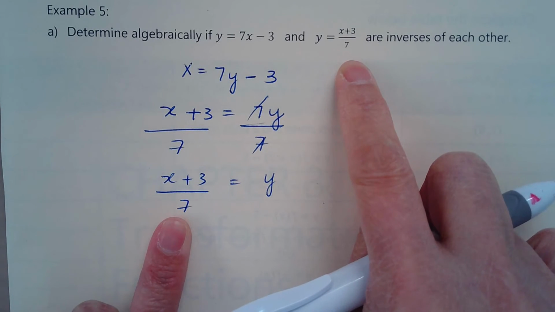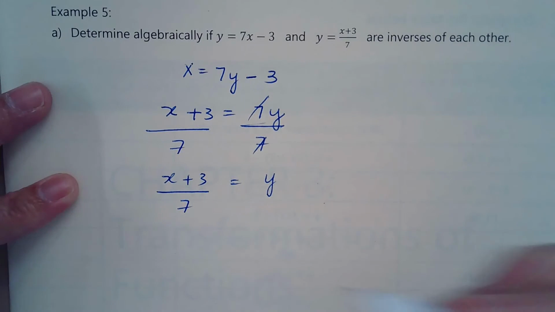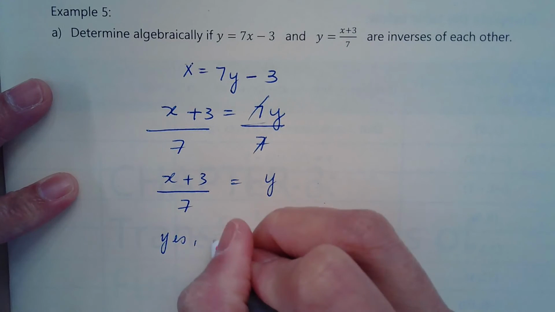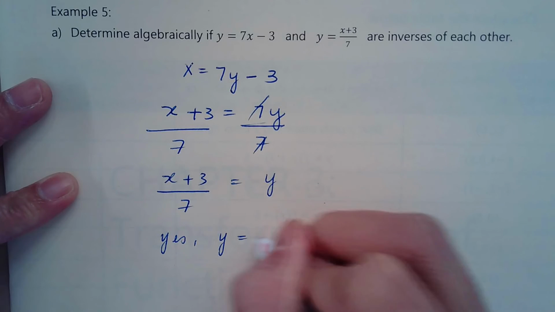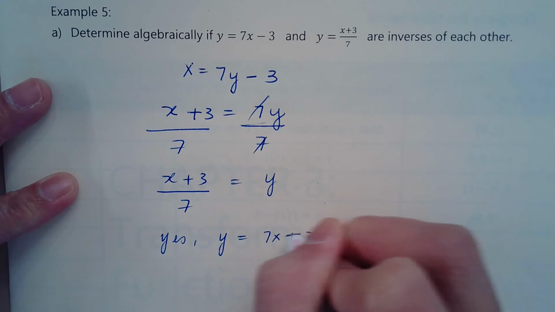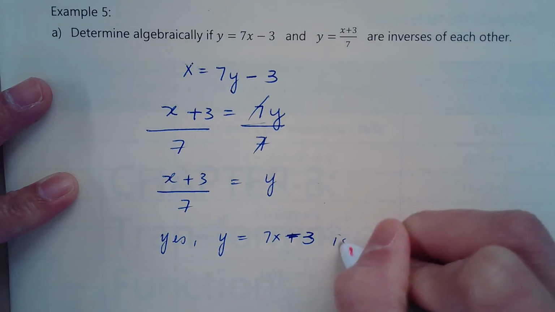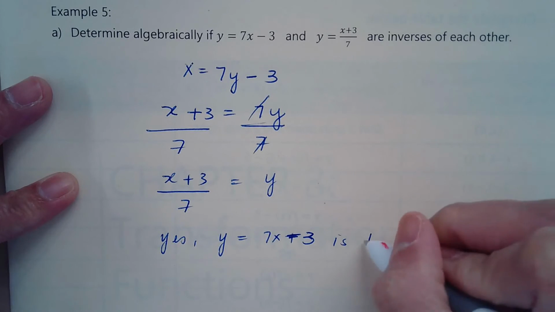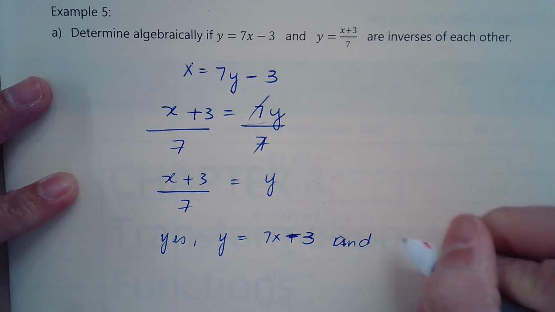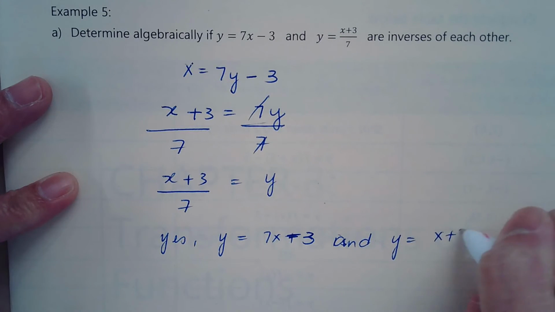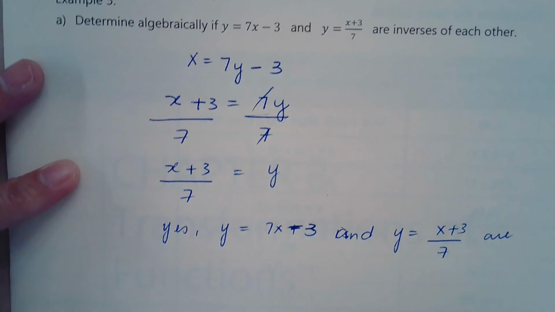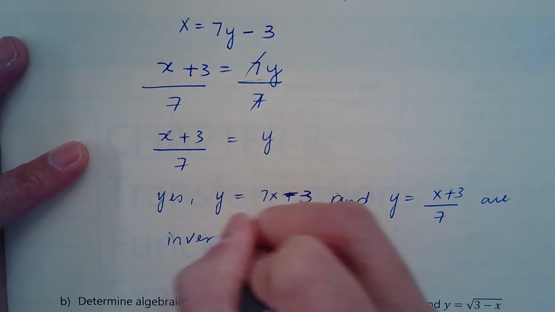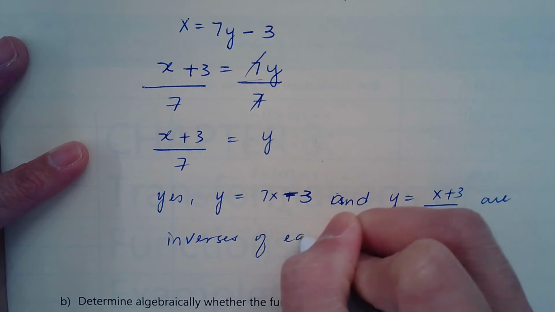So that means, yeah, they're inverse. So yes, y equals 7x minus 3, and y equals x plus 3 over 7 are inverses of each other.